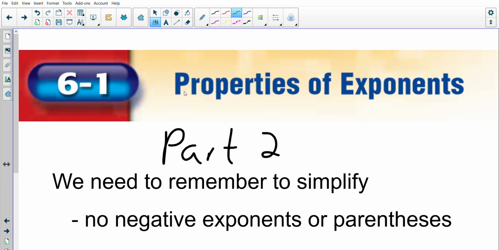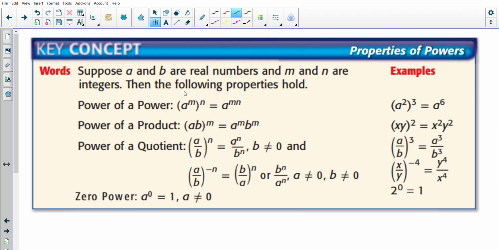In this video, we're going to cover the second part of 6-1, properties of exponents. Keep in mind, we need to remember to simplify, and there's no negative exponents or parentheses when we're finished. So some more properties of powers. So we have the power of a power.